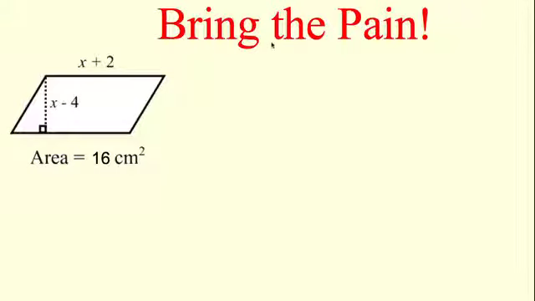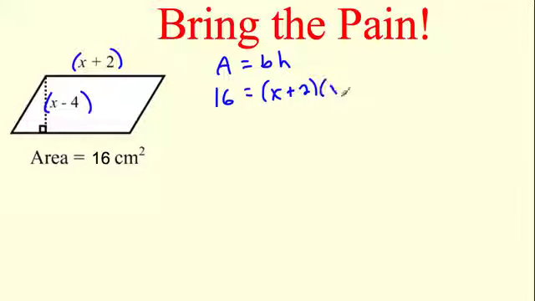All right, let's bring the pain here. Wrap this bad boy up. Love it. All right, so a lot going on in this problem right here. It looks like just our normal area equals base times height problem. So the area given to us in this case is 16. The base is this whole thing up here, x plus 2, so make sure you put in parentheses x plus 2. The height of this thing, again, has to be in parentheses, x minus 4.